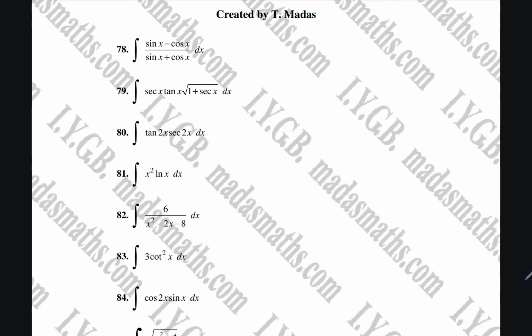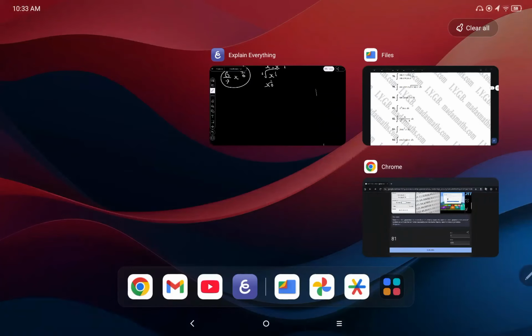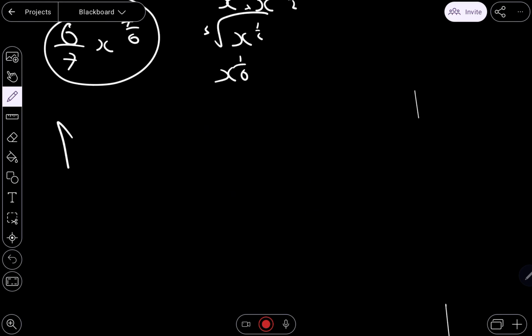X squared log of x. Okay, so we're thinking of a few things here, right? Integral by parts is clearly a thing that could potentially go well. So let's have a go at this one. I mean, it's the rule. We have to do it. It came up on the random number. X squared log of x is the question.